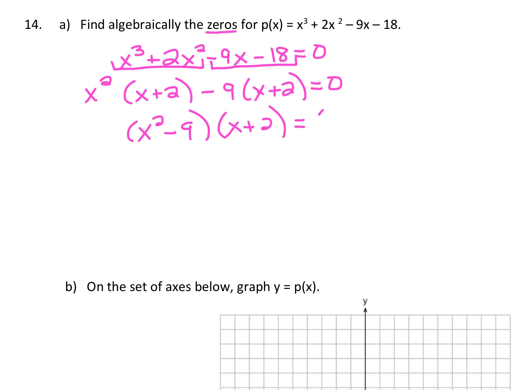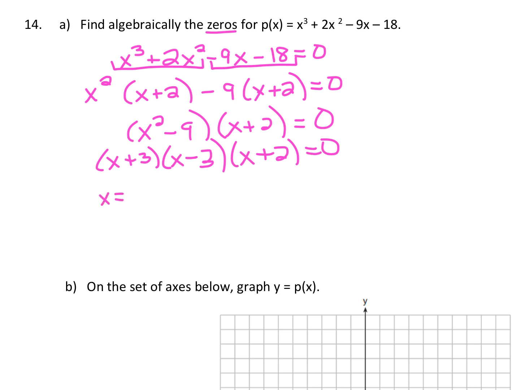Now, the x squared minus 9, at this point, we should be recognizing, this is a difference of perfect squares. So that's going to factor to x plus 3 times x minus 3. And we can bring down the x plus 2. And if we were to solve and make a t-chart, you don't actually have to make the physical t-chart if you don't want. You can just write your solutions.